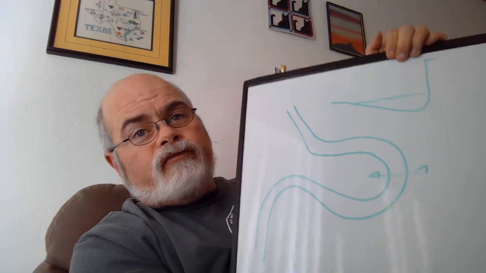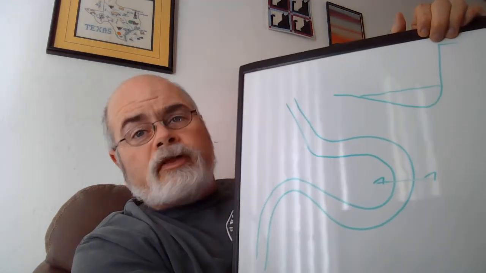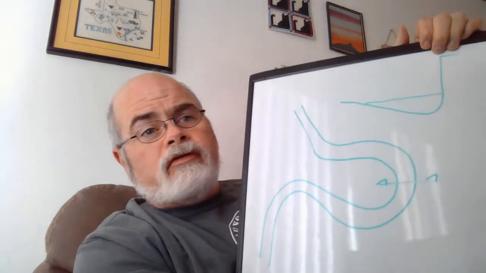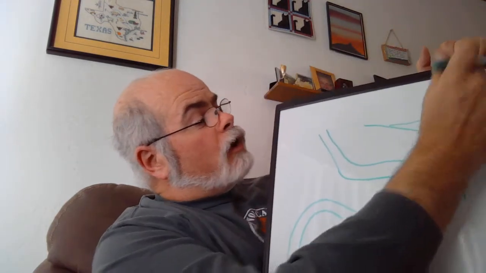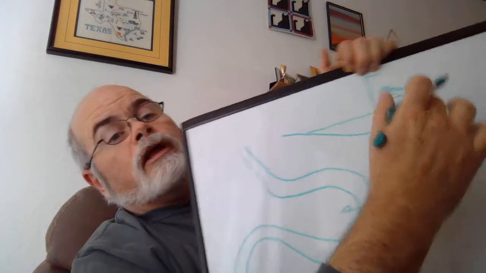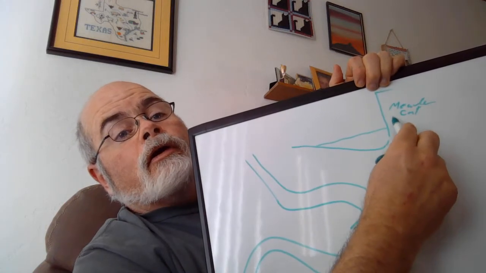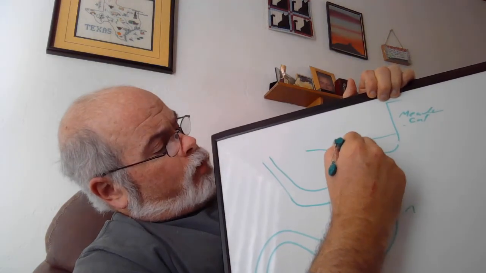Okay. This is a very simple cross section, but it's a very, very telling one that you're dealing with a meander, because this is what we call a meander cut. So if we look at this, this is actually the cut bank over here. This is going to be what we call the point bar.